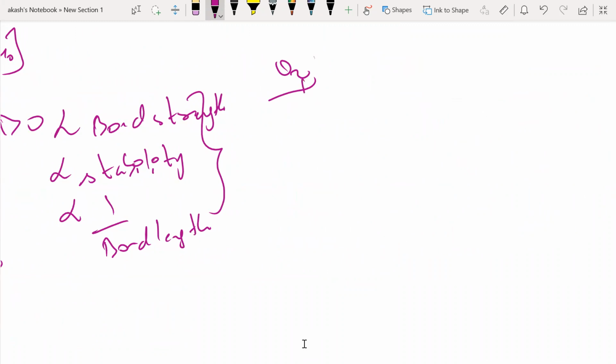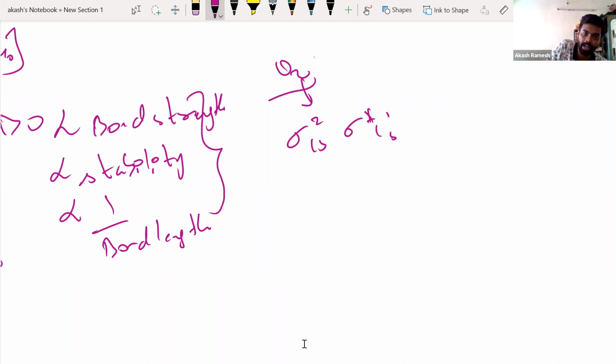Okay, for O2, let us write the electronic configuration first. Molecular orbital electronic configuration. So we write sigma 1s2, sigma star 1s2, sigma 2s2. So totally there are how many electrons? 16 electrons are there. One O has 8, two O's will have 16.